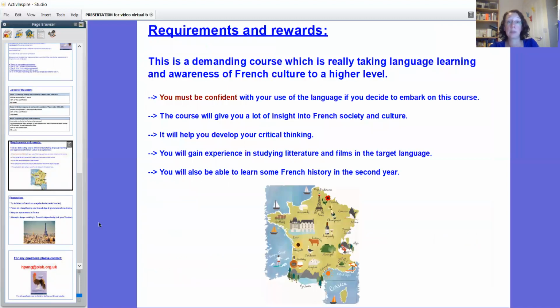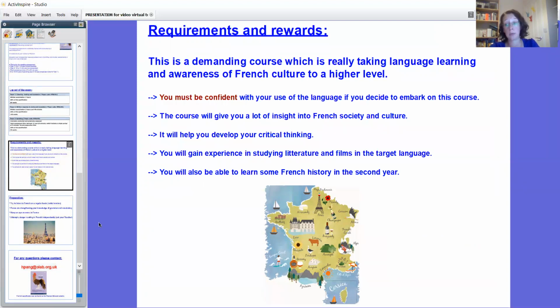So, requirements and rewards. This is obviously a demanding course. There are a lot of challenging elements in there, as you have seen in the themes. So it's really taking language learning and awareness of French culture to a completely new level. We have a lot more time in this course to discuss and focus on French culture, which at GCSE we would probably spend more time focusing on acquiring language.